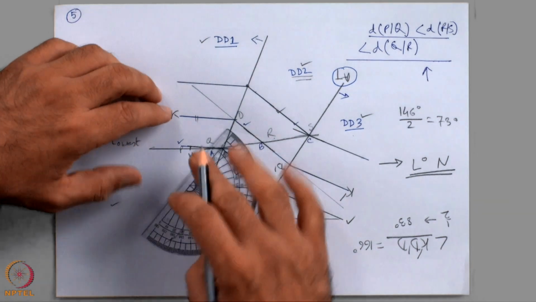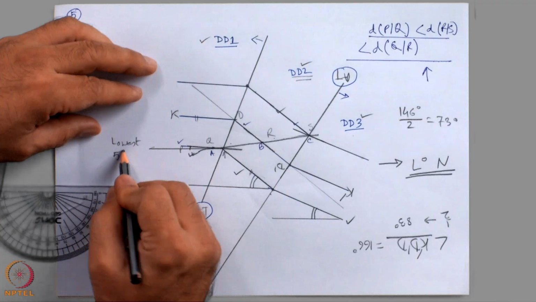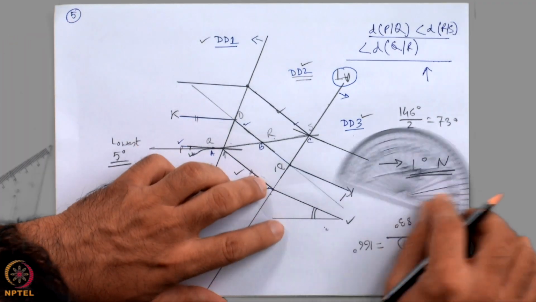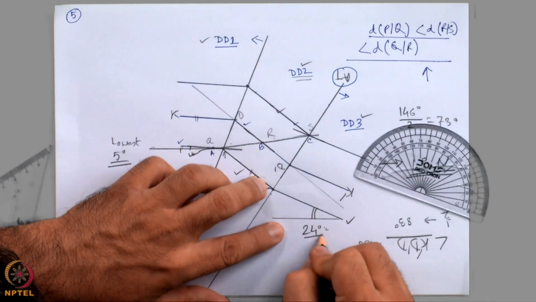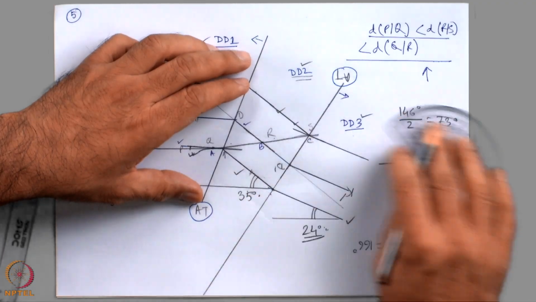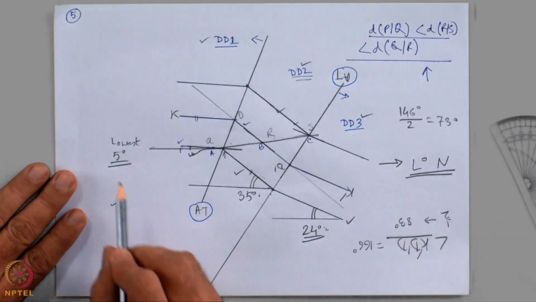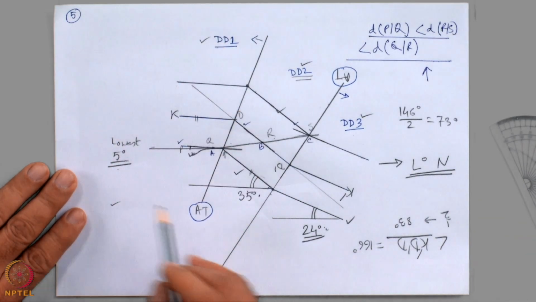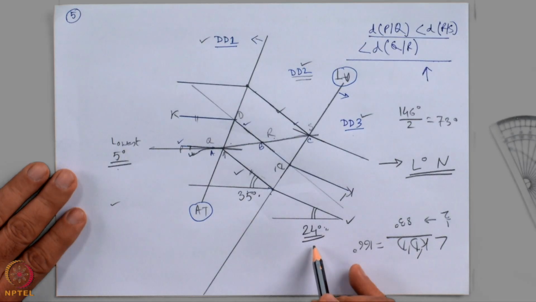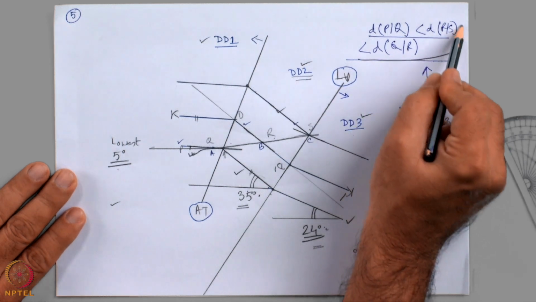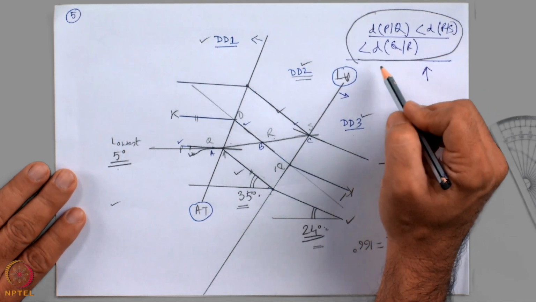Let us measure it, and the dip is here 5 degrees. In this case, the dip is 24 degrees, and in this case the dip is 35 degrees. So, here we have the lowest dip in dip domain 1, we have the intermediate dip in the dip domain 3, and we have the highest dip. This is also in tune with the starting dip amounts.